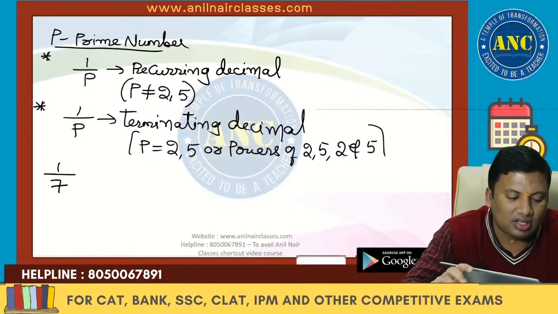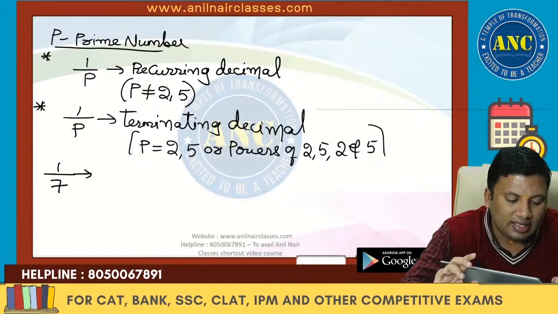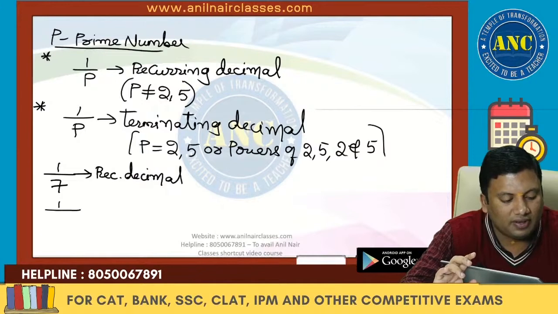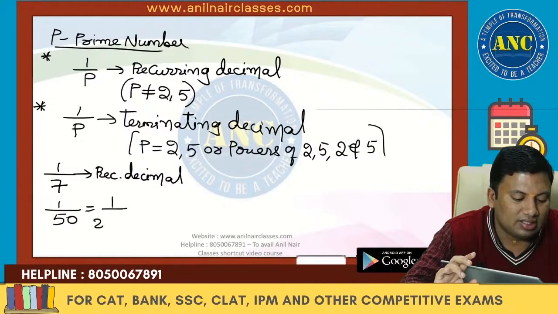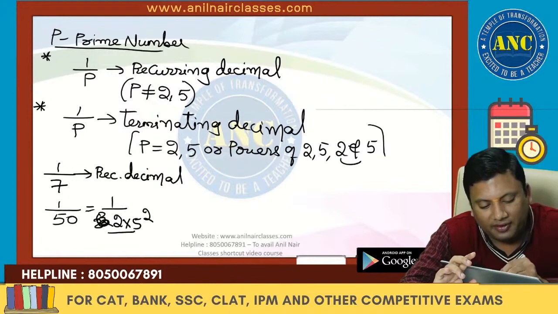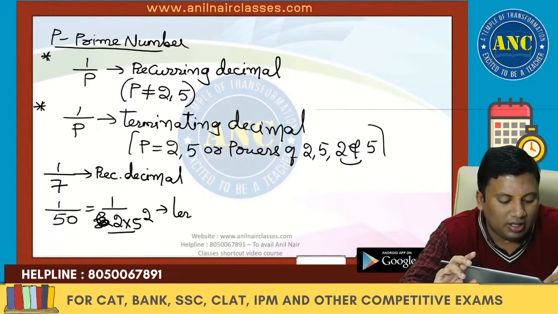Suppose it is 1 by 7. P is not equivalent to 2, 5. Exactly, this will give you a recurring decimal. The digits will get repeated. Suppose it is 1 by 50. 1 by 50 is 1 by 2 into 5 square. This is a combination of 2 and 5, so this will give you a terminating decimal.